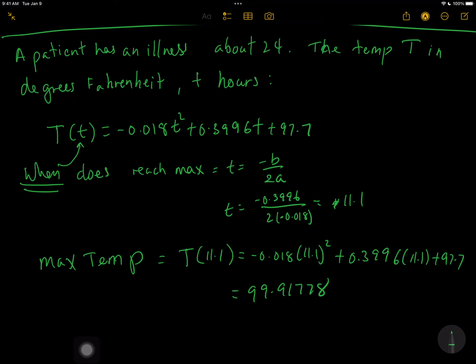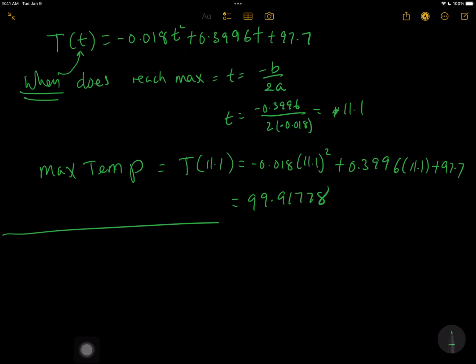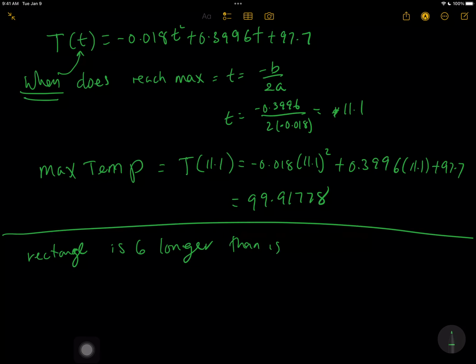Okay, and so that takes us to question 15 from the homework. The length of a rectangle is 6 inches longer than it is wide. If the area is 160 square inches, what are the dimensions of the rectangle?